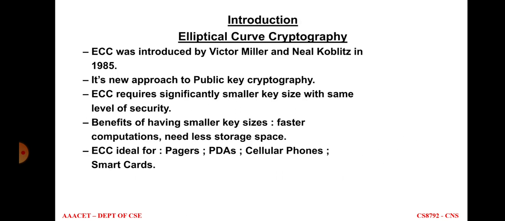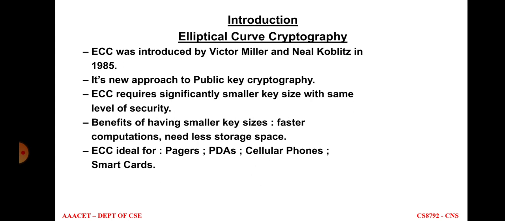And elliptic curve cryptography, the same concept. So ECC was introduced by Victor Miller and Neal Koblitz in 1985. It is a new approach to public key cryptography, because RSA, Diffie-Hellman and ECC are all public key cryptography, and ECC requires a much smaller key size with the same level of security. If we reduce the key size, the security is not less; we also get the same level of security as RSA and Diffie-Hellman, but the key size is very small.